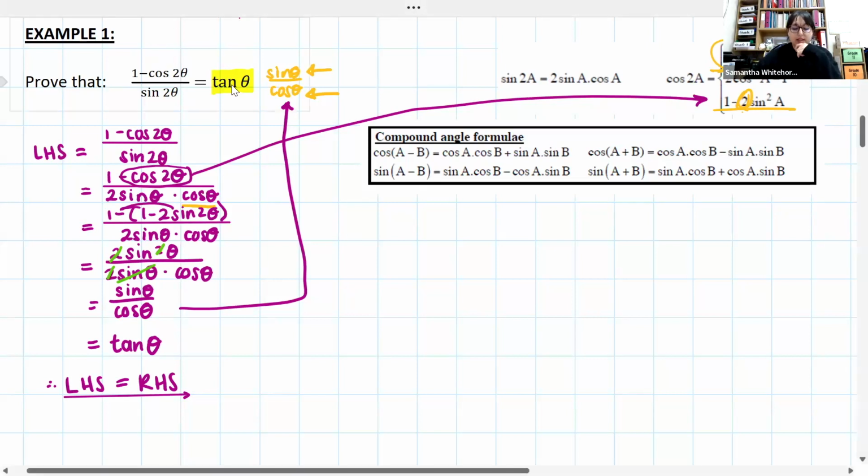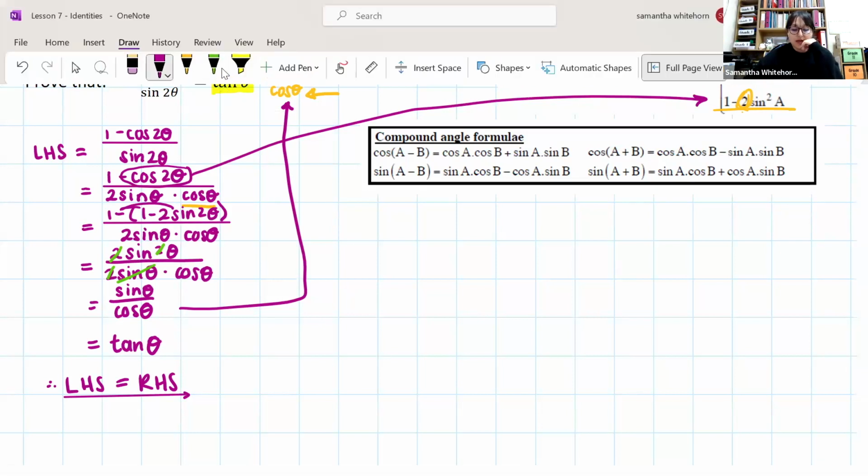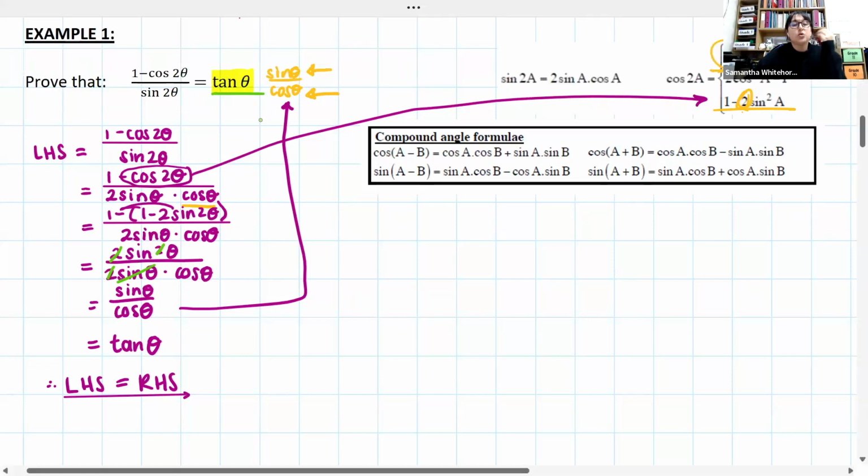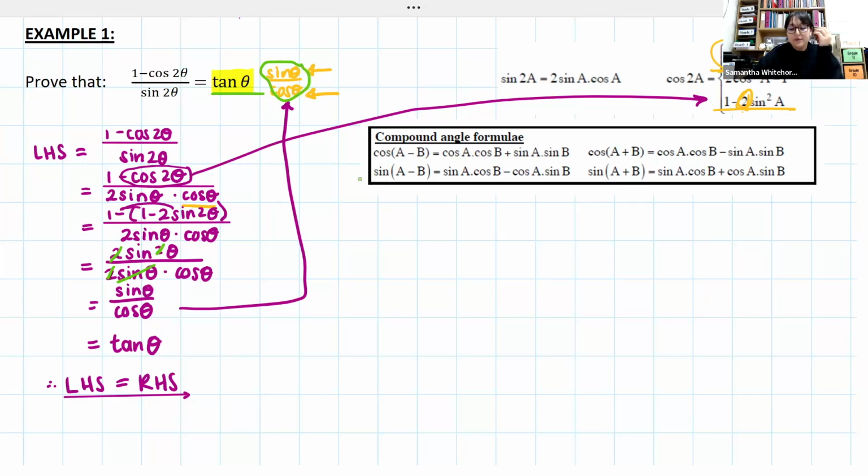Okay, another thing with identities, just remember, always go back to what it is you're trying to prove. So like I say, we were trying to prove that it's equal to tan theta. So always keep going back and saying, okay, this is where I am. How am I going to get to that tan theta? What do I still need? And that's essentially what I was asking myself the whole time. I knew I needed to have sine in the numerator, cos in the denominator. How was I going to get there? So as long as you keep referring back, you can sort of guide yourself in the right direction that you need to be going in.